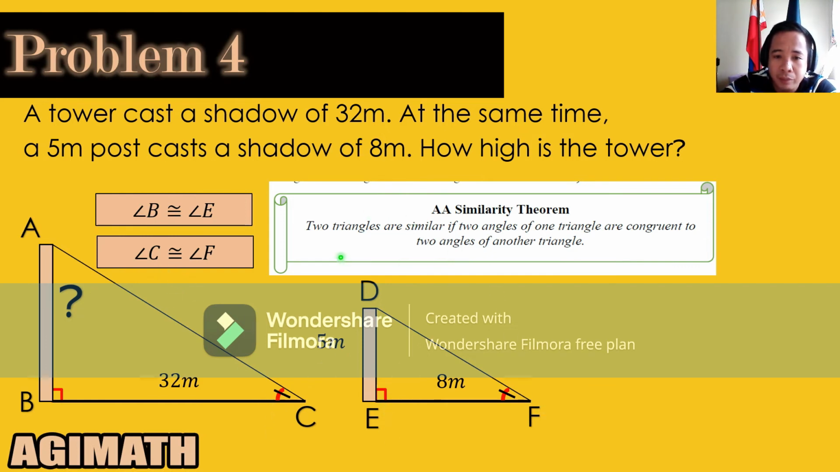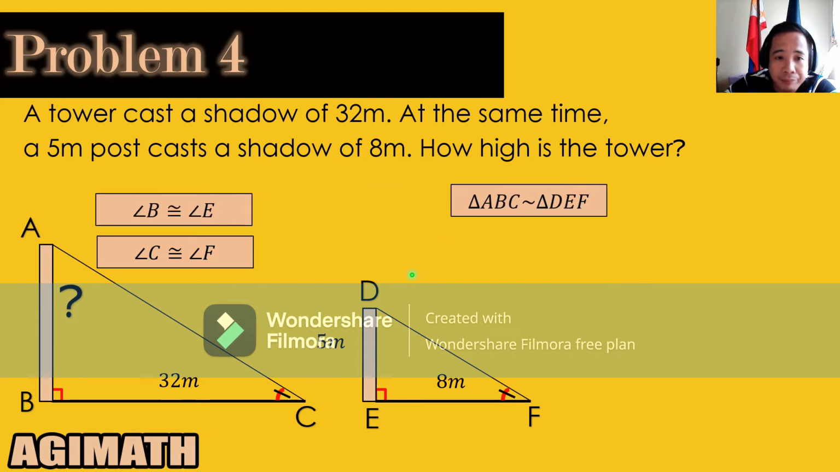So we are meeting the requirements of this similarity theorem. So we can say that triangle ABC is similar, we use the symbol for similar, to triangle DEF. So it is very important to emphasize this one.